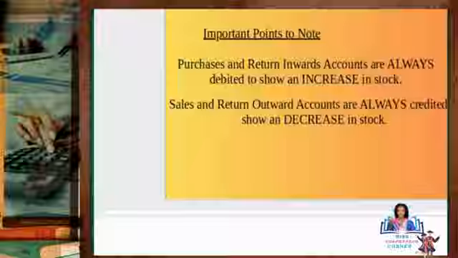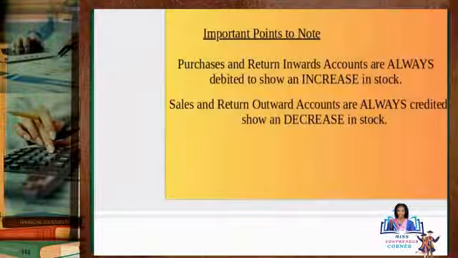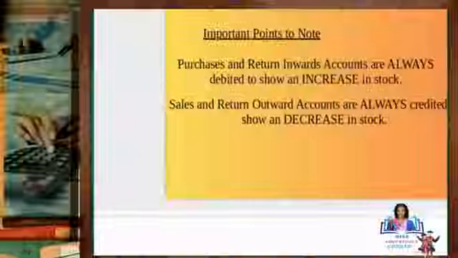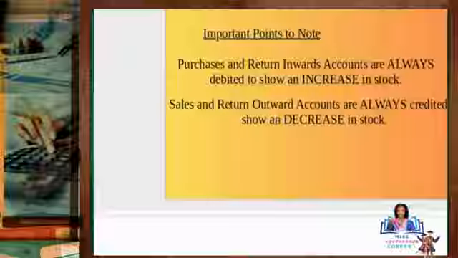So in closing, here are two important points to note when recording transactions using the double entry system for the asset of stock. So the purchases and the return inwards accounts are always debited to show an increase in stock. On the other hand, the sales and the return outwards accounts are always credited to show a decrease in stock.